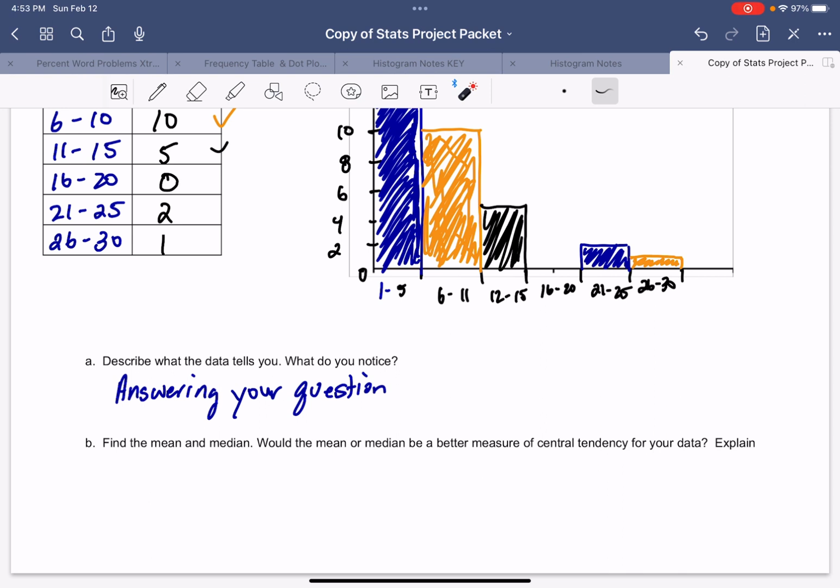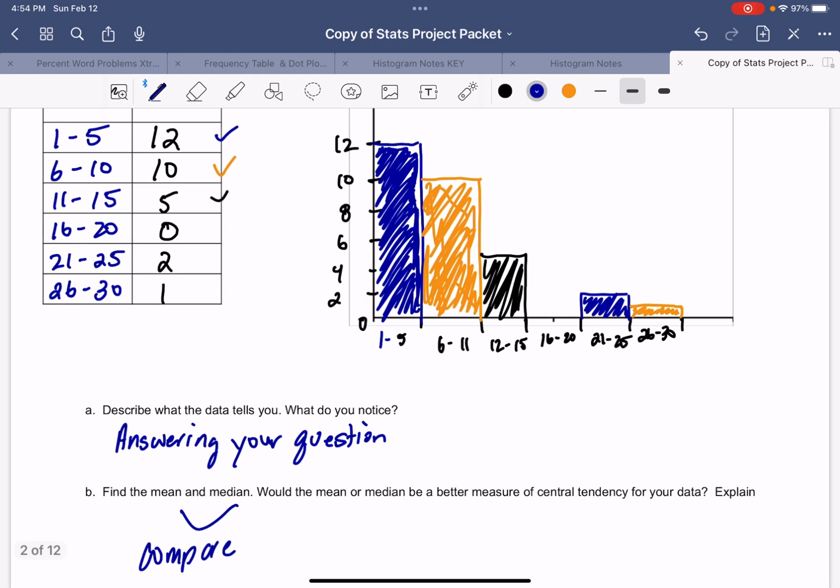Then the last question here is, would the mean or median be a better measure of central tendency for your data? And this is where I want you to evaluate, look at the mean and median, and compare those two, okay? Compare whether the mean or the median would be a better measure of where the center of your data truly is. So let's look at this.